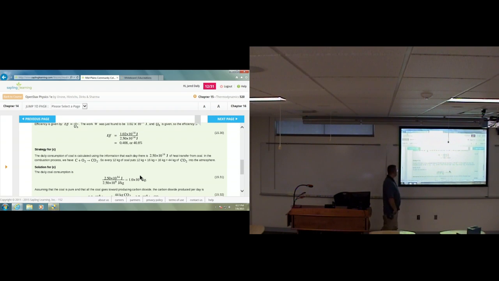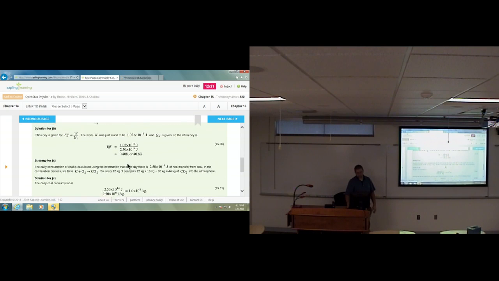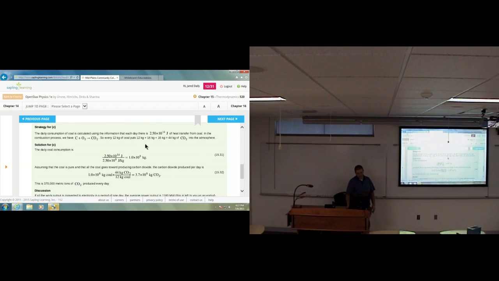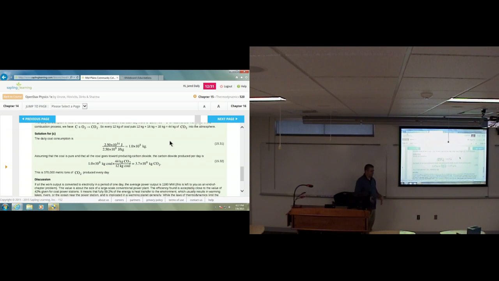Okay. And then we're going to use the ratios from this stuff here. So for every 12 kilograms of carbon, of coal in other words, you get 44 kilograms of CO2, right? The oxygen just comes from the air around the building. So this is how much coal they have to start with. They multiply by this ratio, the 44 over the 12, which they got from the chemistry. And then they get 3.7 times 10 to the 8 kilograms of CO2.